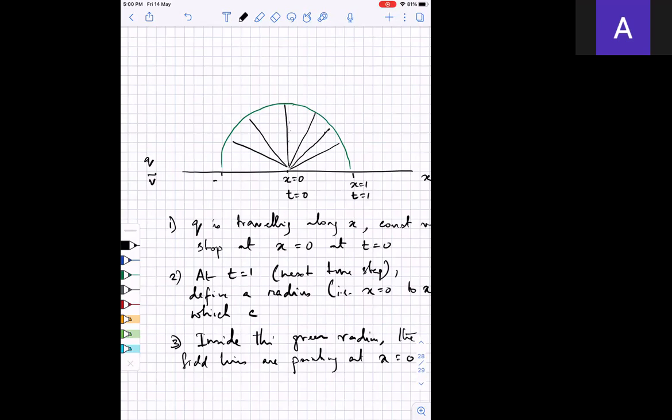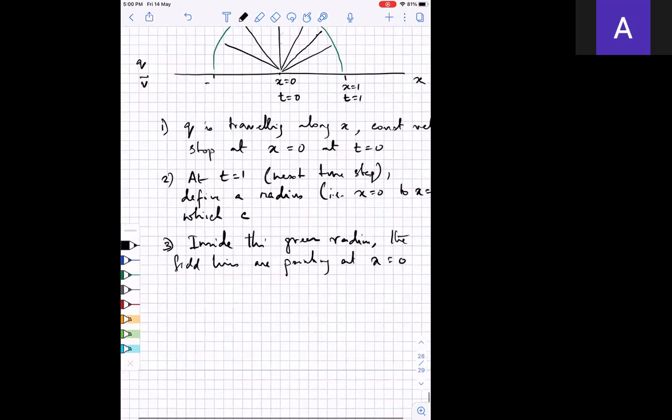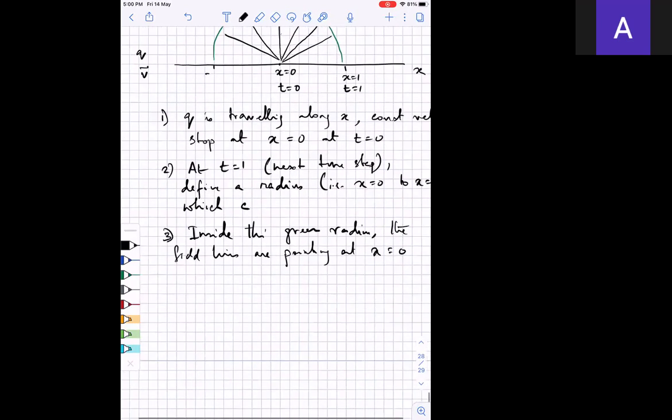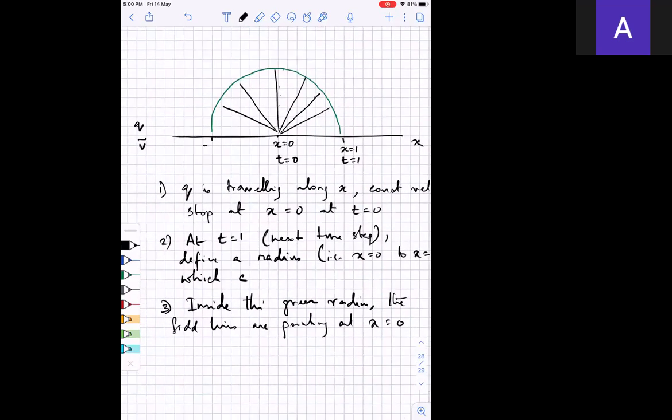So inside the radius, the field lines are pointing at x equal to 0. I hope you guys are with me till now. Remember, this radius is c. Outside this radius, no info has propagated that this charge has come and stopped at x equal to 0.